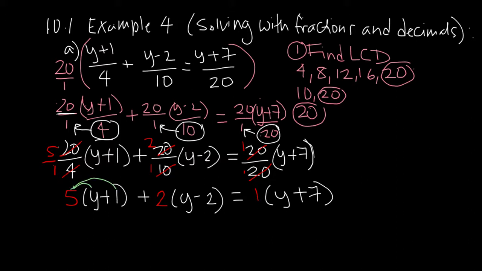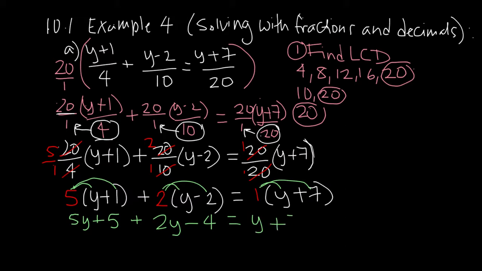So 5 times y plus 1 is 5y plus 5, plus 2, y minus 2, if we distribute, would be 2y. 2 times negative 2 is negative 4, equals 1 times y plus 1, or y plus 7. 1 times y is just 1y, or y. 1 times 7 is 7. And now we have a much more normal looking equation.